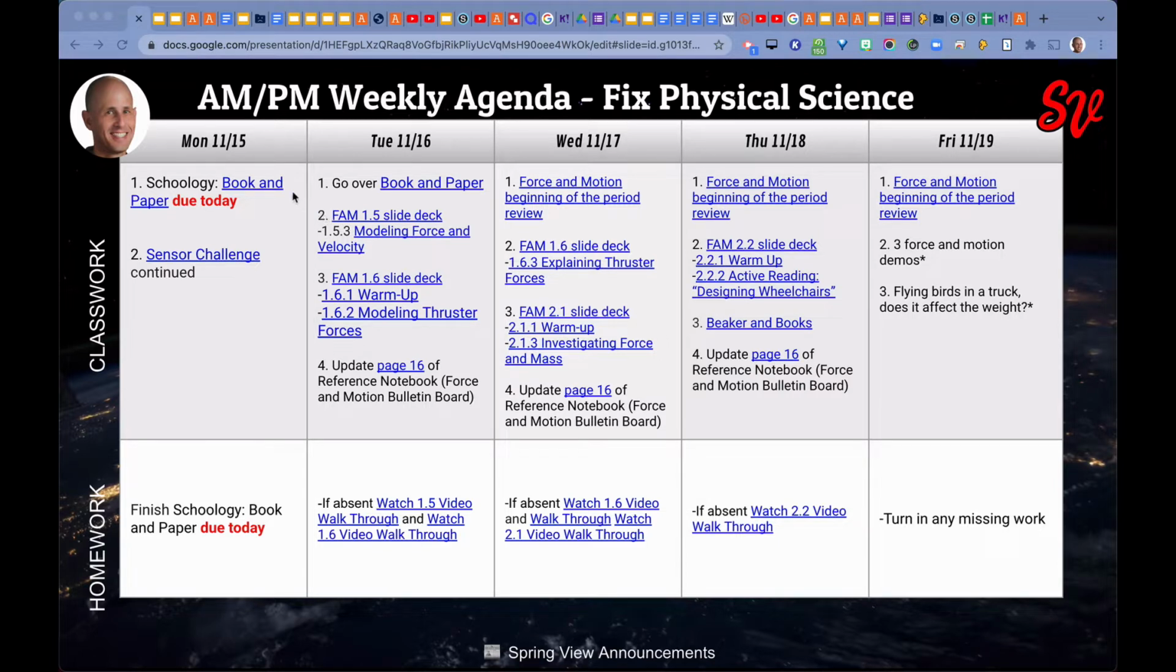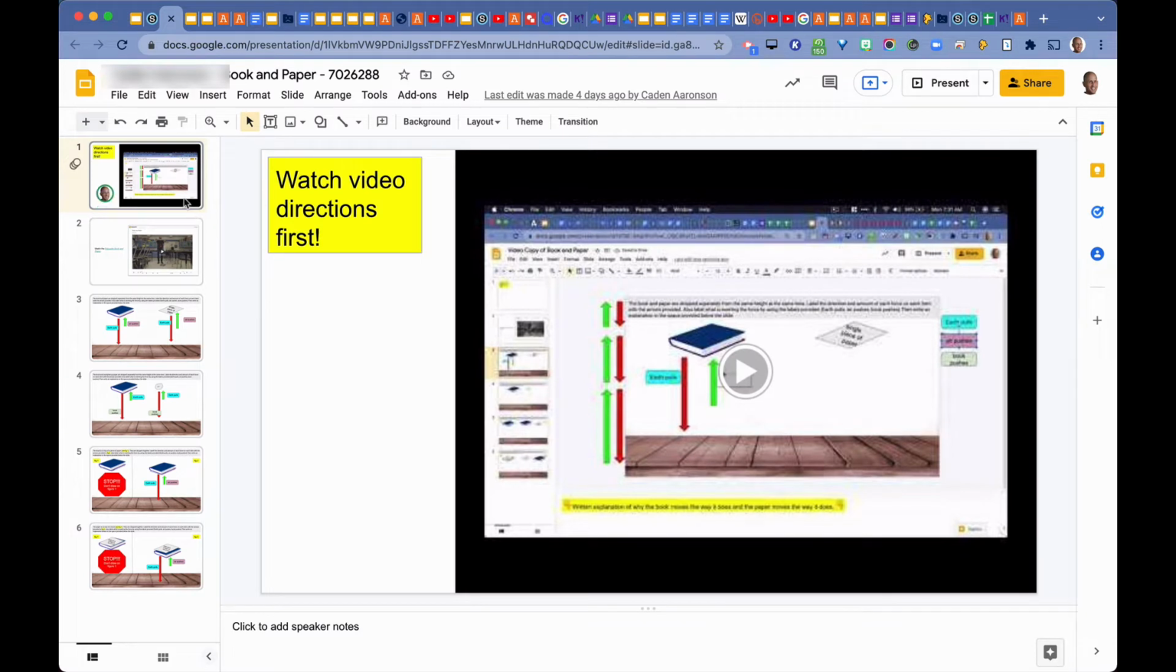On Monday, we did an activity called Book and Paper. It was based on last week's activity where they had to drop a book and paper from the same height at the same time, and the book and paper landed on the ground at the same time. So in this Schoology slides presentation, they had to read the directions, watch the video directions that are given there in this first slide.